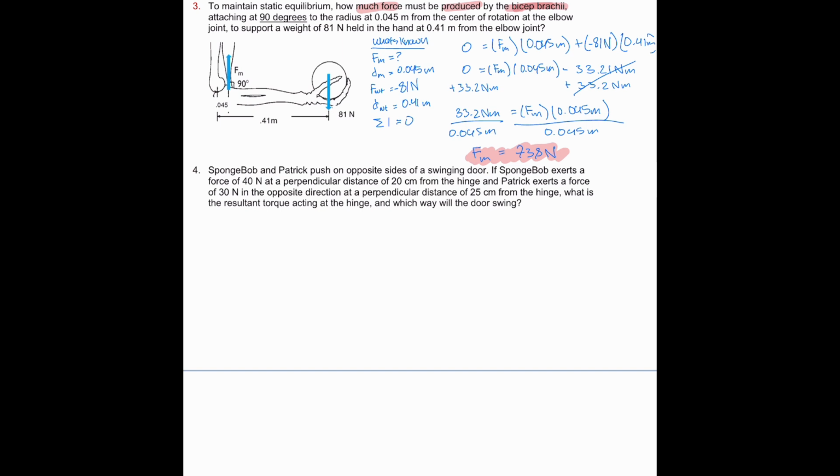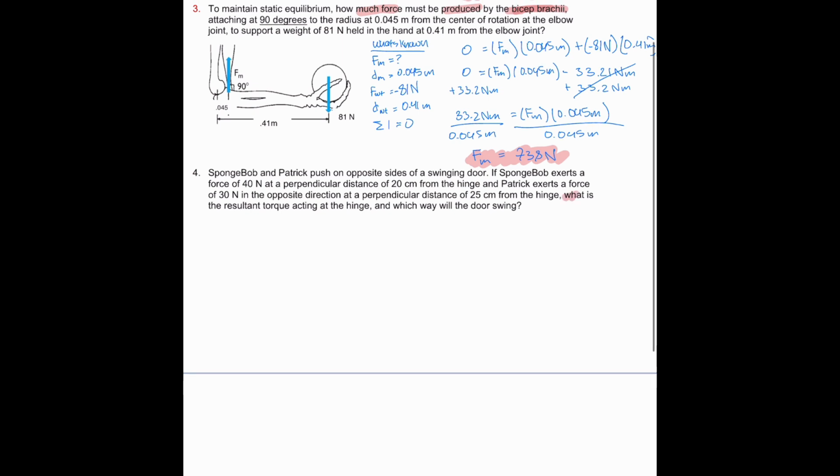So in this case here, we're just finding what the total net torque is, and then in which direction it will swing. Will it swing in Patrick's direction, or will it swing in SpongeBob's direction? So like always, let's start off with what's given and what's known. Let's write it down on the side, and start with SpongeBob.